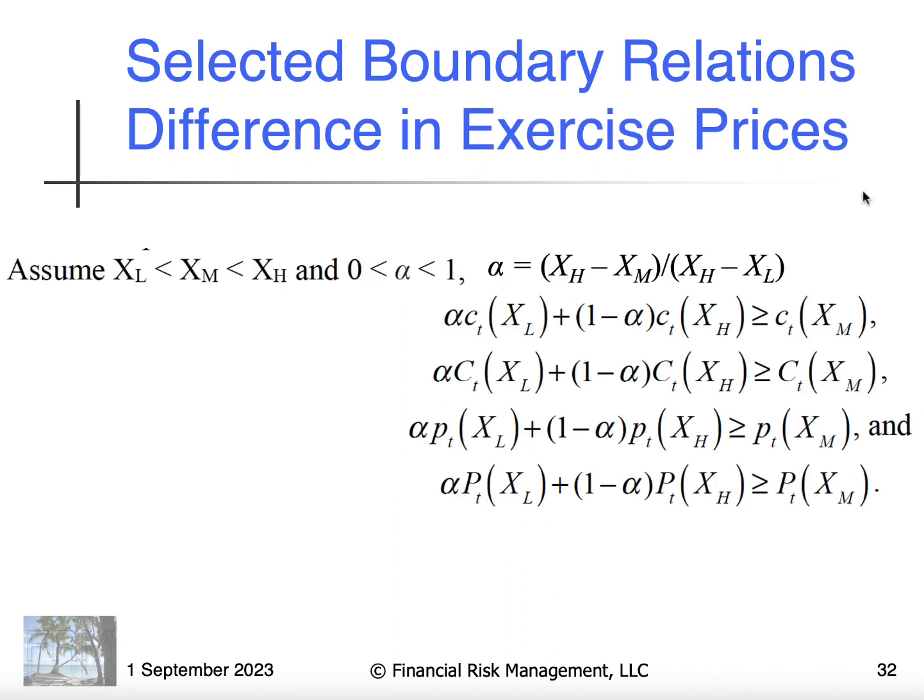There are boundaries related to differences in exercise prices. Without going into it in great detail, it has to do with the convexity of the call price relationship or put price relationship. And you can establish where the middle strike price should be relative to a weighted average of the low and the high.